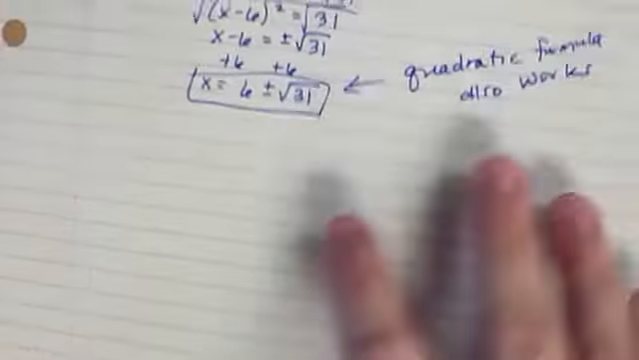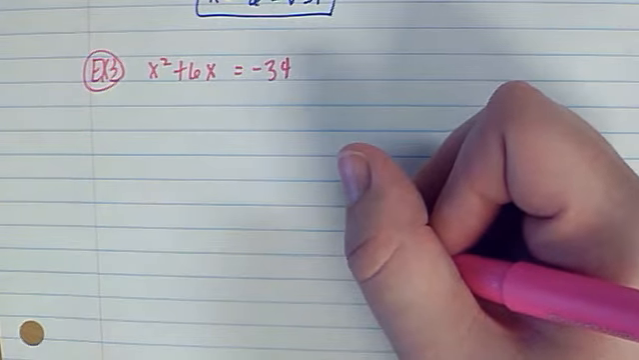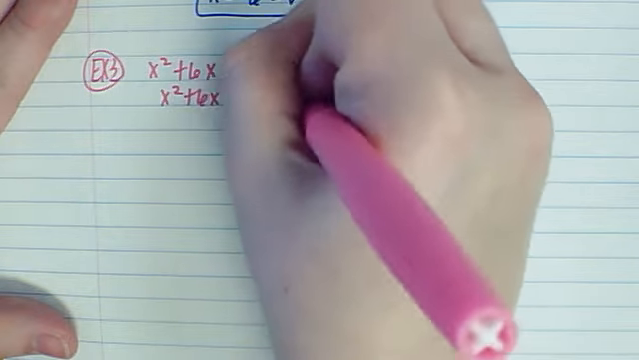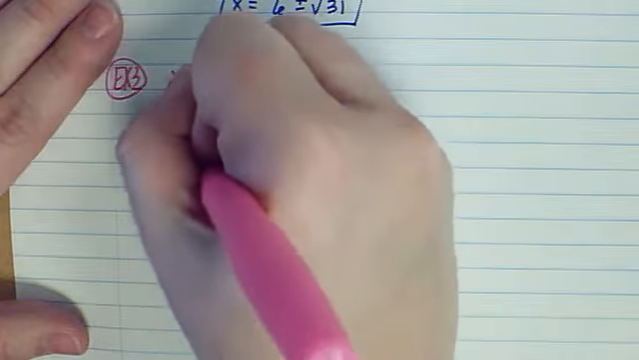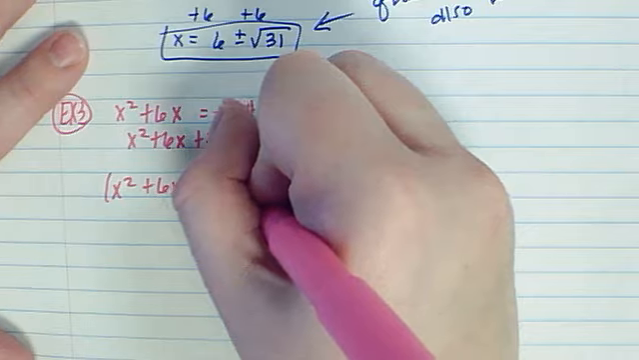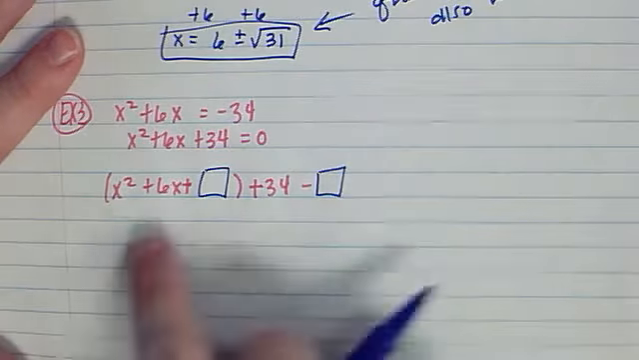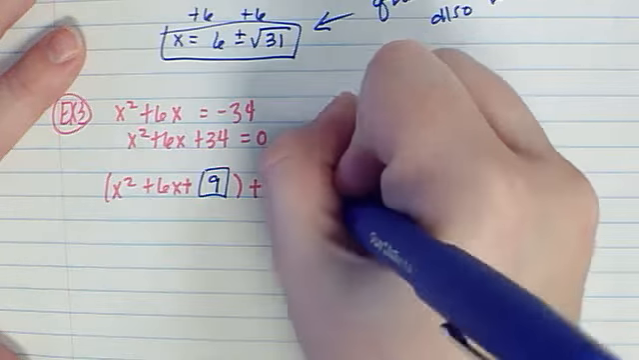Alright, example 3. x squared plus 6x equals negative 34. Well, before I can do anything, I need to make it equal 0. So to make it equal 0, I'm going to add 34 to the other side. And I'm going to do that same process that I did up here. So I'm going to have x squared plus 6x plus, leave a space, then my plus 34 and I'm going to minus, so here is where I'm putting those two numbers that I'm going to get. If I take half of 6, which is 3, and square it, I get 9. So that goes in both of those.